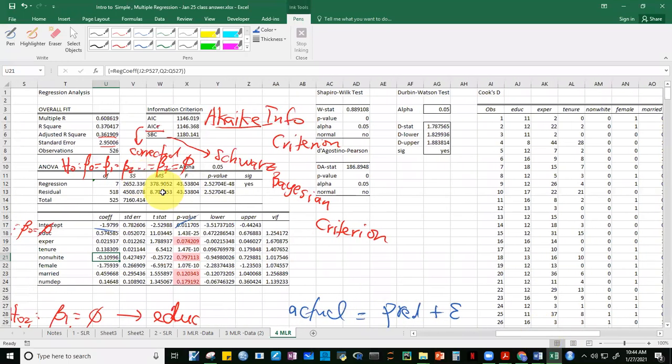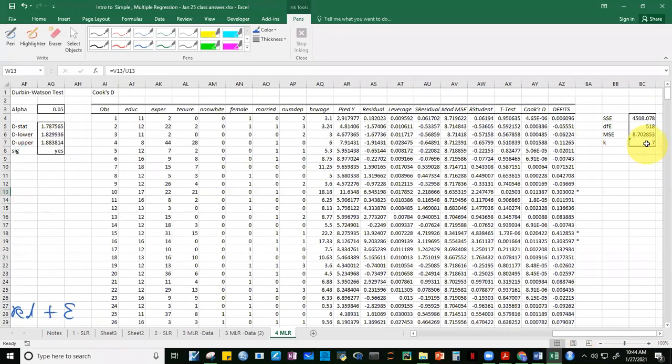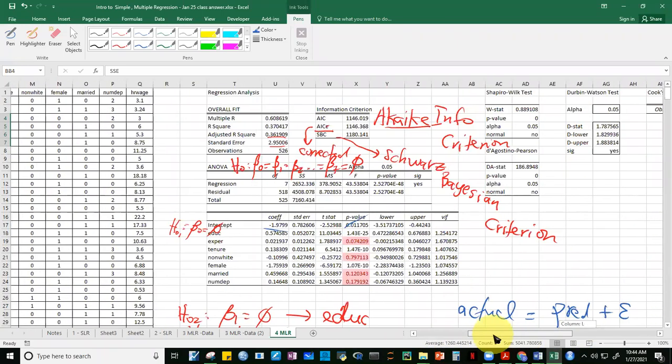Ito lang yan, no? Mean square error. Okay, ito yung K natin, yung number of independent variables. Degree of freedom of your errors, no? Sum of the squares of your errors. So, summary siya ng regression statistics natin. Okay, question.